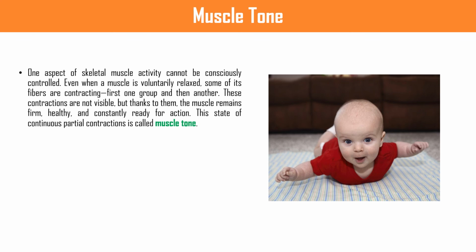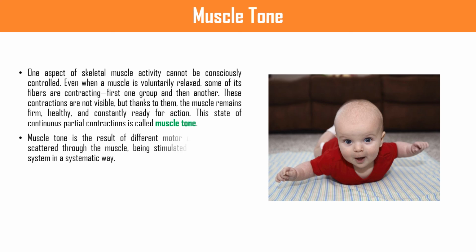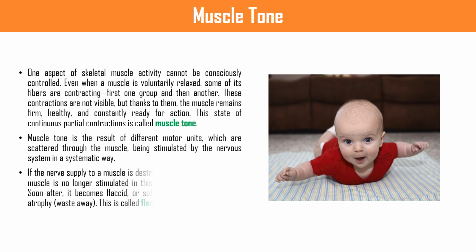One aspect of skeletal muscle activity cannot be consciously controlled. Even when a muscle is voluntarily relaxed, some of its fibers are contracting, first one group and then another. These contractions are not visible, but thanks to them, the muscle remains firm, healthy, and constantly ready for action. This state of continuous partial contraction is called muscle tone. Muscle tone is the result of different motor units which are scattered through the muscles being stimulated by the nervous system in a systematic way.